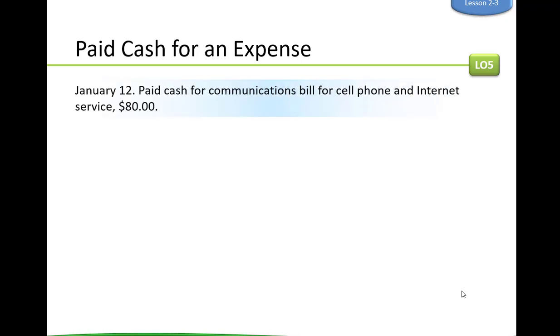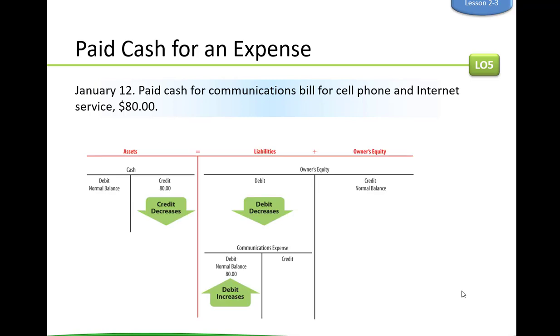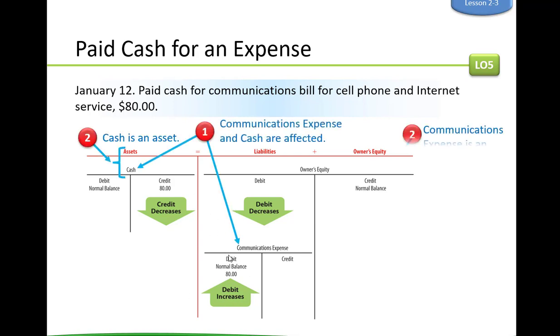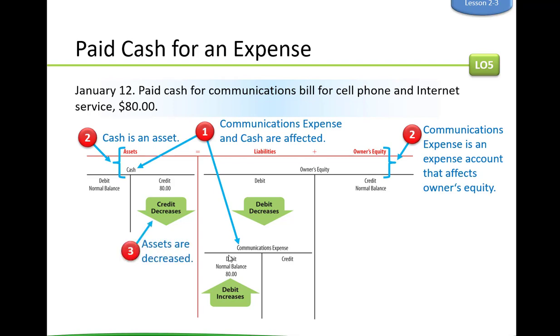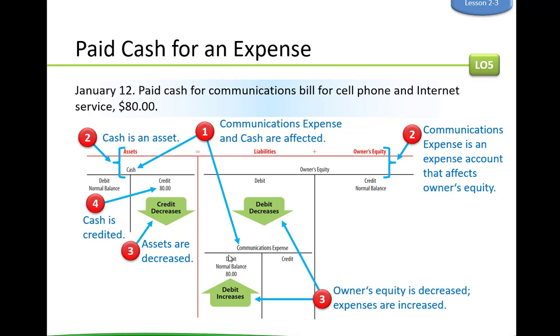So if we pay cash for expenses, expenses are going to be an owner's equity, but they will behave differently than other owner's equity. They're going to behave opposite. A normal balance for any communication expense is going to be on the debit side. And so our cash is going to decrease and our communications expense is going to increase. The big idea is our owner's equity decreased, and that's the reason it's going opposite of what it should.